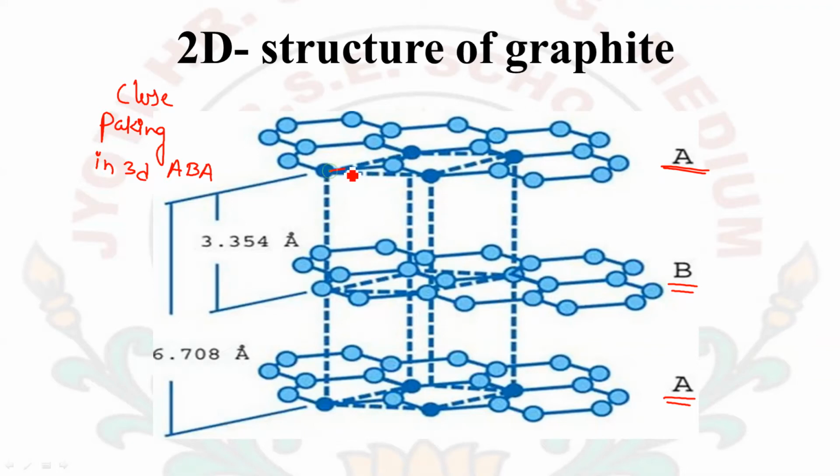Like this, a hexagonal lattice has been formed here. 6 carbon atoms are attached, and this will be formed here.